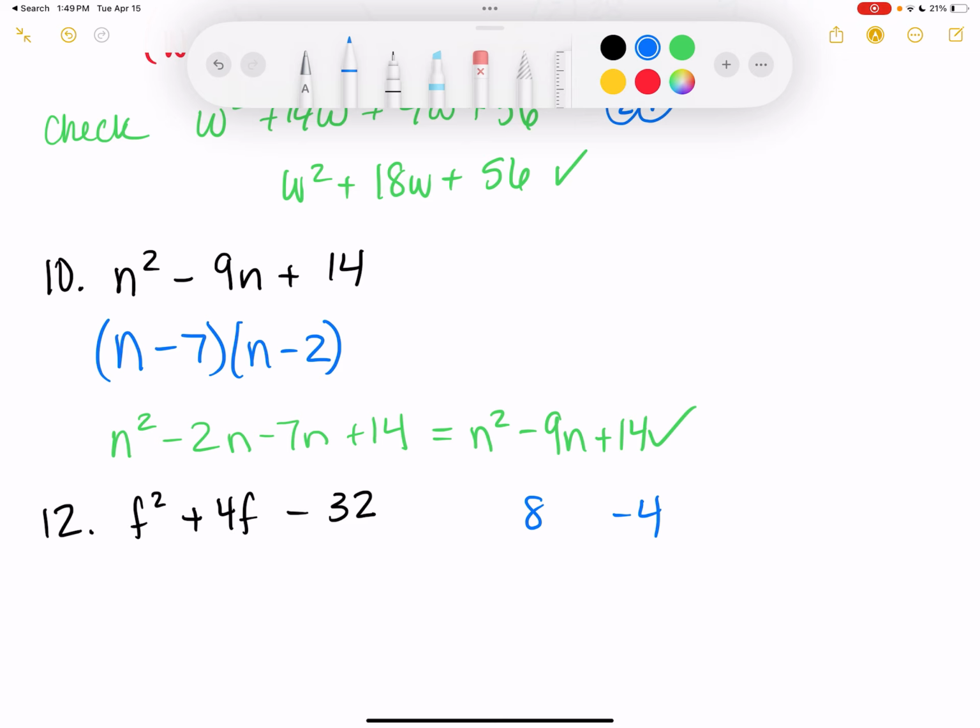So the other thing about this, the way that we can know, okay, so we know 32 is 8 and 4, and we know that it has to be negative, which tells me one of these numbers has to be negative. The good way to decide which one is if the middle number is positive, then the bigger number has to be positive. If the middle number is negative, then the bigger number has to be negative. Okay, so if the middle term was negative, then 8 would have to be negative. But since it's positive, the 8 has to be positive because that's going to produce a positive 4 there when we do this. So this gives me f plus 8 and f minus 4.